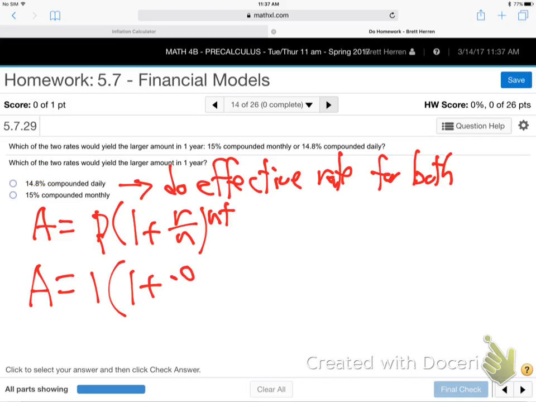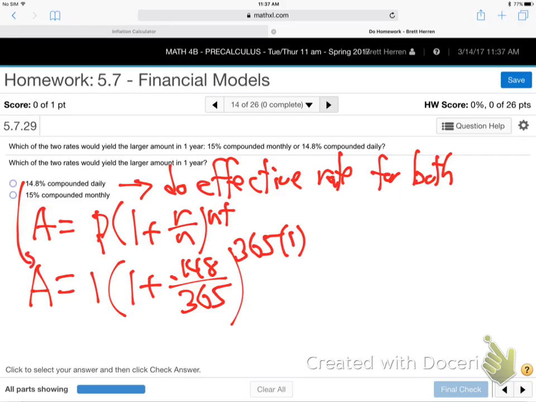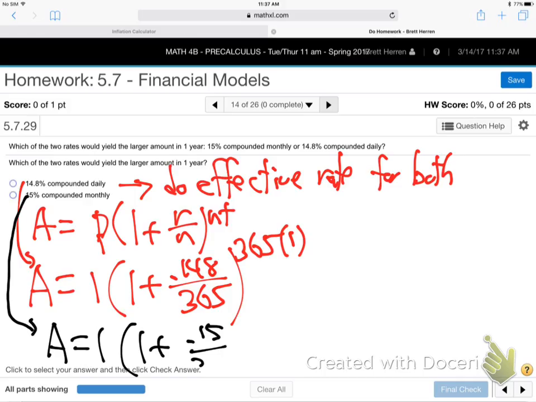14.8. So you go 0.148. Daily is 365 for 1 year. And then that'd be for the first one. And then for the second one, you would put in $1 for 1 year also, and that'd be 0.15 over monthly. Monthly, so that's 12, to the 12 times 1. And so you would just calculate whatever both those are and see which one's higher.